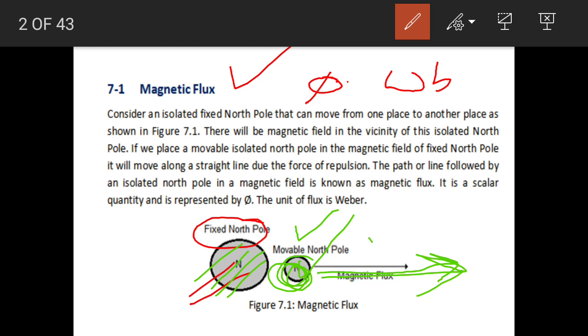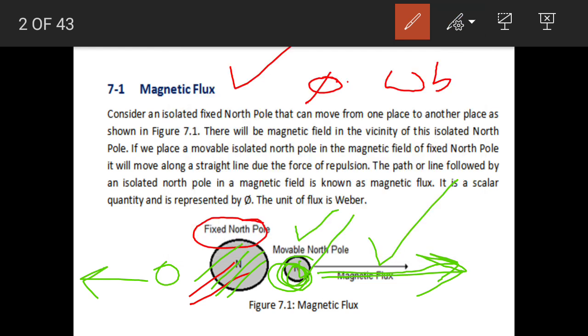So this path, which is followed by a movable isolated north pole in the given magnetic field, is known as magnetic flux. So magnetic flux is basically the path which is followed by an isolated north pole in a magnetic field. If we place the movable isolated north pole over here, this isolated north pole will follow this path due to the force of repulsion.